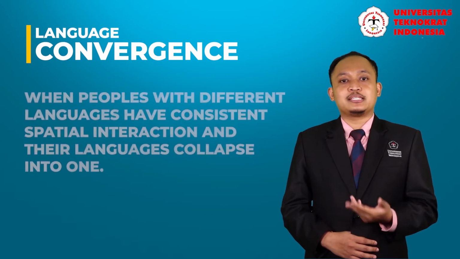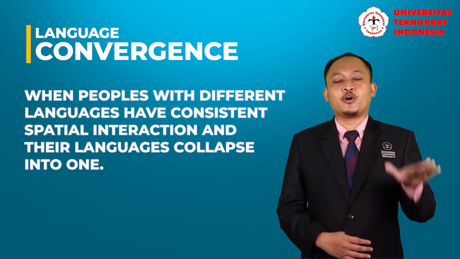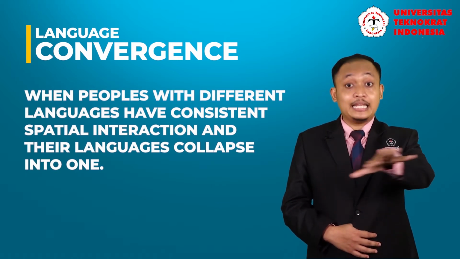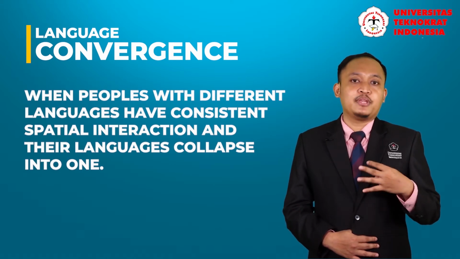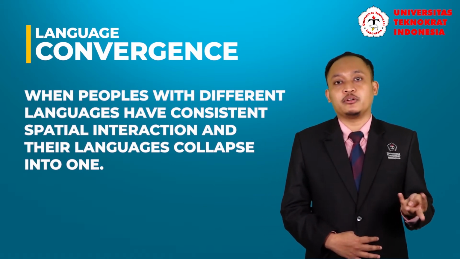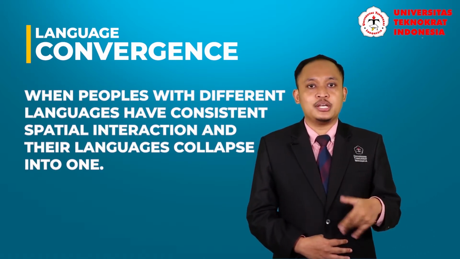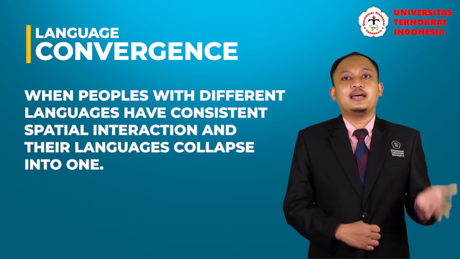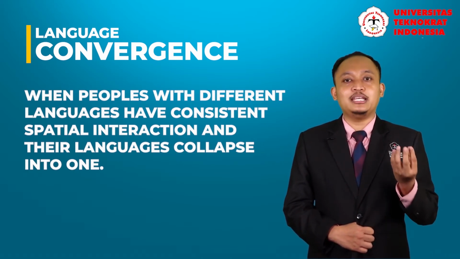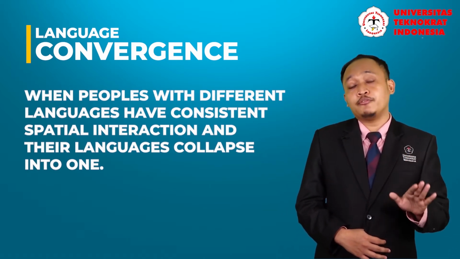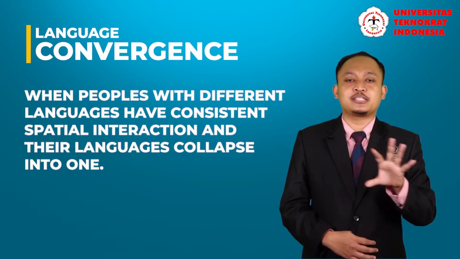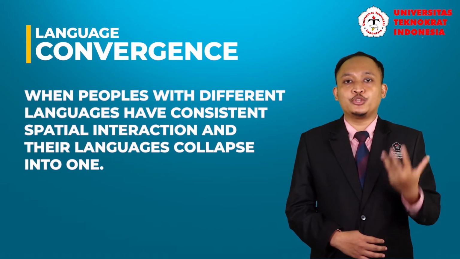As opposed to language divergence, we also have language convergence. Language convergence is when people with different languages have consistent spatial interactions and their languages collapse into one. It's quite rare, but it's possible. For example, in a certain community there are, let's say, four major language groups. But because of intense interaction, they try to agree on certain words to denote something. Then they have a new language that is only understood by that community. So convergence means that there may be a new language, or some words from these languages form into a new one.